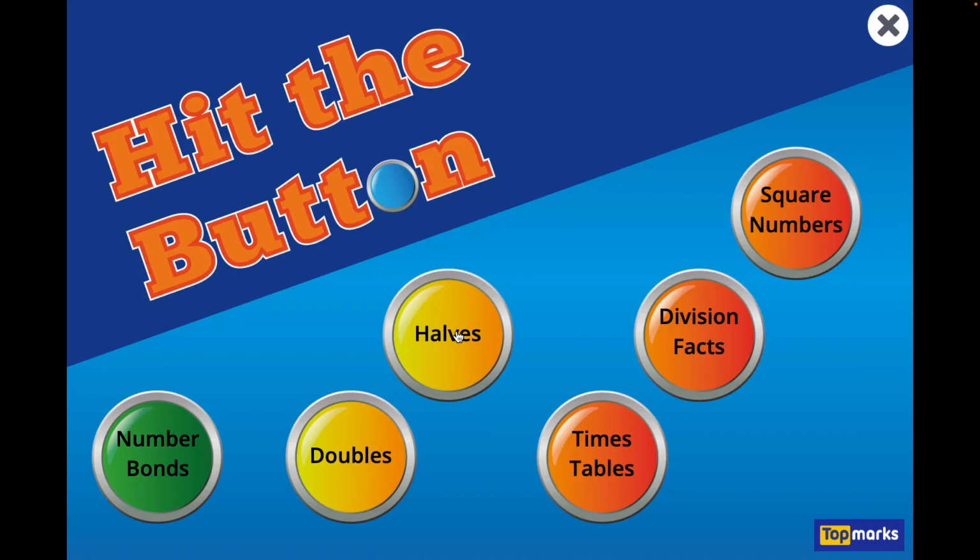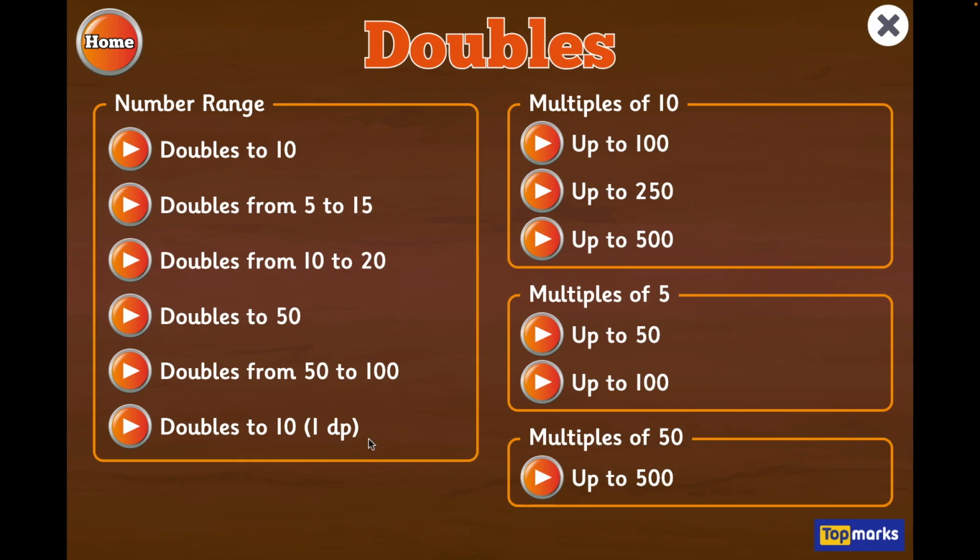Now, these two are together. You have doubles and you have halves. One great skill for students is that they can double any number. It helps with understanding multiplication and multiplying by 2 if they think about doubles. So if you go into the doubles section, it's set up a little bit different. On one side, you have number ranges, doubles to 10, doubles from 5 to 15, and so forth. Then you have multiples on the right side.